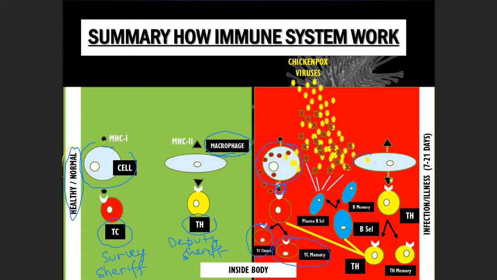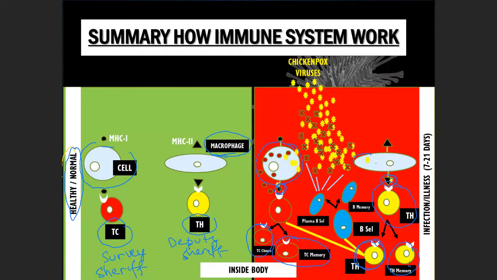So these macrophages try to eat this infection, and it will be recognized by the T helper. Remember, T helper is the one that surveys the macrophages. Whenever the T helper gets that signal, it will develop into a T helper clone, which is the active T helper, and a T helper memory cell. Right now we forget about the TC memory and T helper memory because they will work later. The one that works right now is the active T helper.